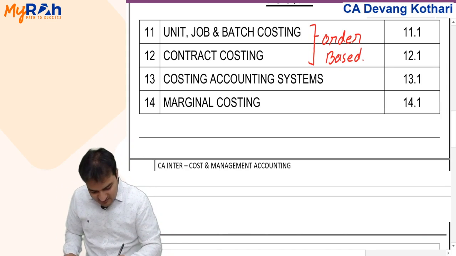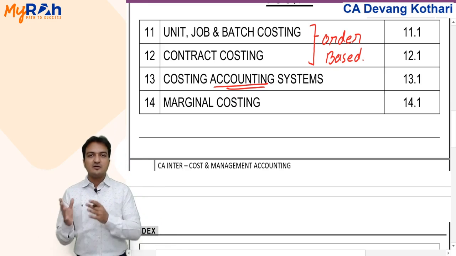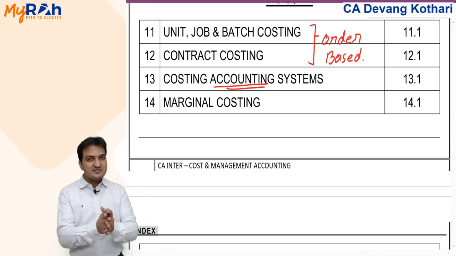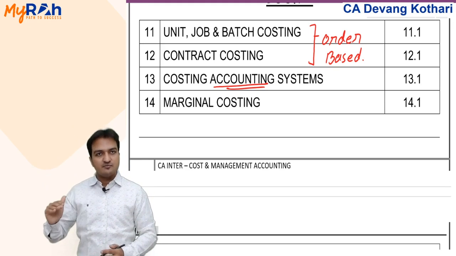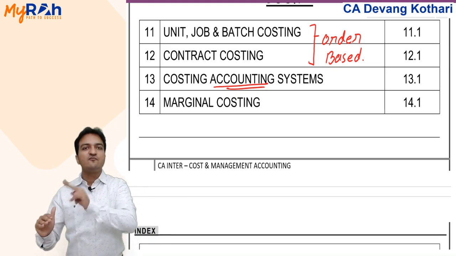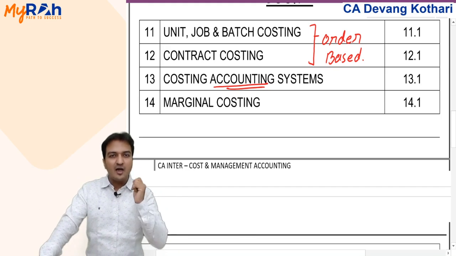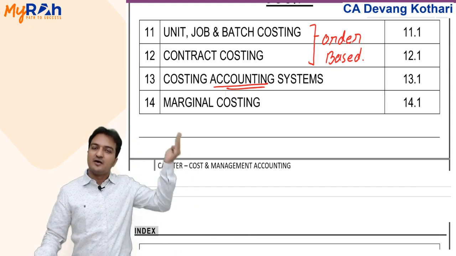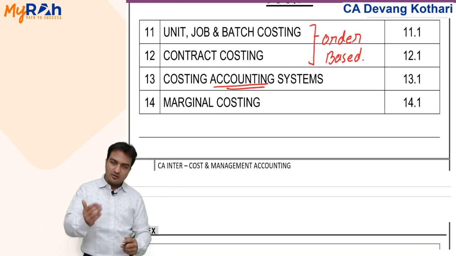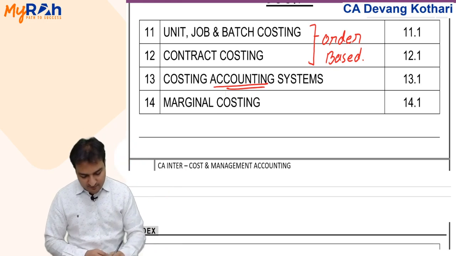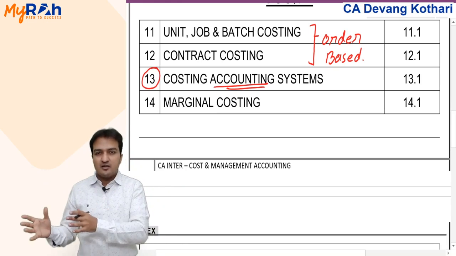Chapter 13 is about accounting, cost accounting systems. This is the chapter where whatever we learn in the costing subject, we will put in the form of journal entries. So this chapter can be learnt only after learning the majority of the other chapters, because whatever cost calculations we learn in the costing subject, coming to the 13th chapter, we will put those cost calculations in the form of journal entries.